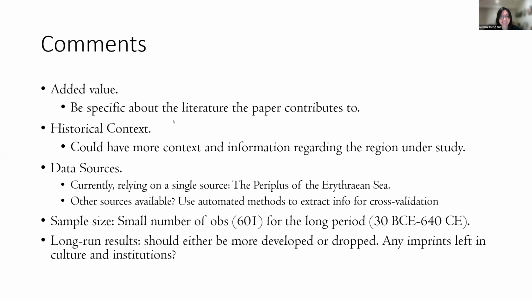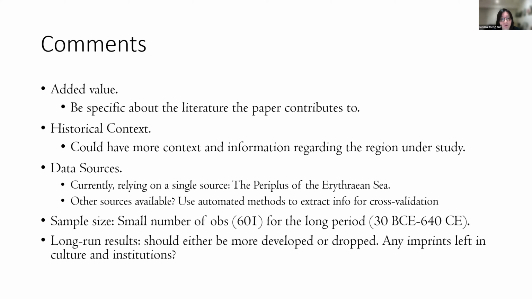And then in terms of the context, I think it could be a little bit more on this, maybe in the appendix. Right now I still don't know a whole lot about the actual trade taking place at the time, beyond that several parties were involved, Greeks and Indians. And also the data sources: I think right now you just use one, which is obviously a very good data source, the Periplus of the Erythraean Sea, right? But there should be other sources available. They might not be as complete, but at least you can use them to do some cross-validation. Maybe use some automated methods just to save your time and also be more objective.